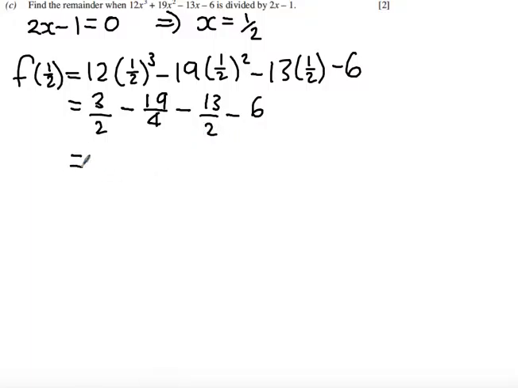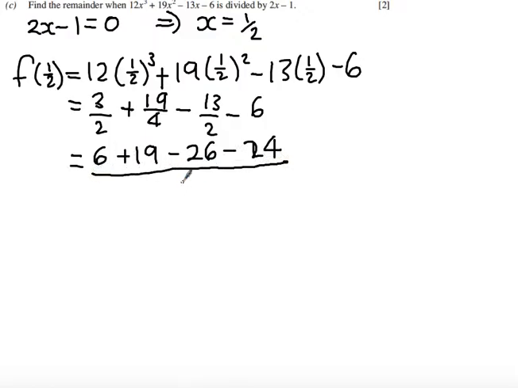Let's put them all as quarters. So double the 3, I get 6. Plus 19, that's already a quarter. Minus double the 13, I get 26. I need to have 4 times the 6, which is 24. This is plus 19, so it's helpful putting the plus, otherwise I've got a silly mistake coming through there. So I then put this all over 4, so I get 25 minus 50, which gives me minus 25 over 4 is the remainder.